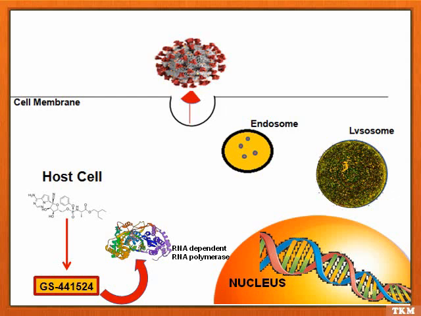So this RDRP gets confused between GS441524 and A base. And in this confusion, it uses GS441524 for making viral RNA. Here it makes a mistake by incorporating GS441524 instead of A base in making viral RNA. So it results in defective or faulty viral RNA production, and this defect stops RDRP from replicating further viral RNA.